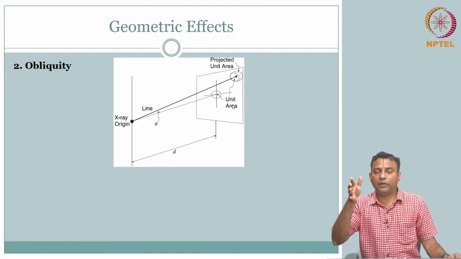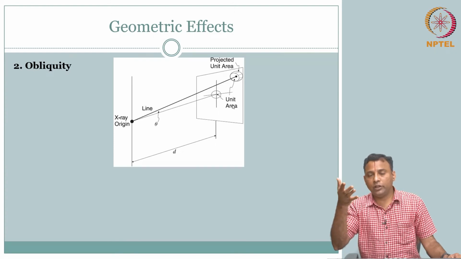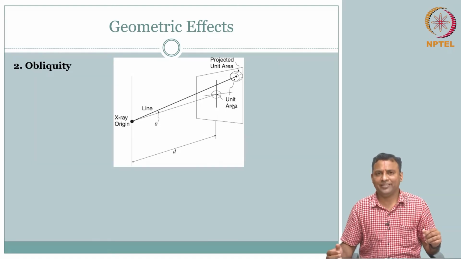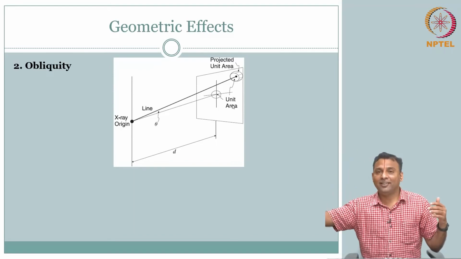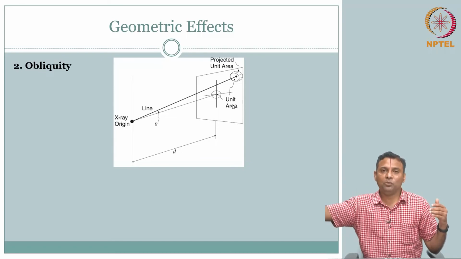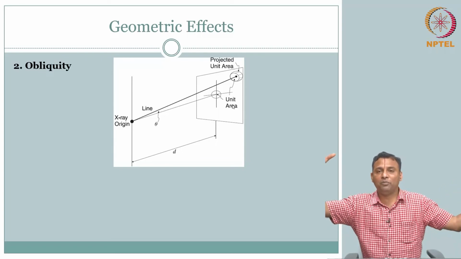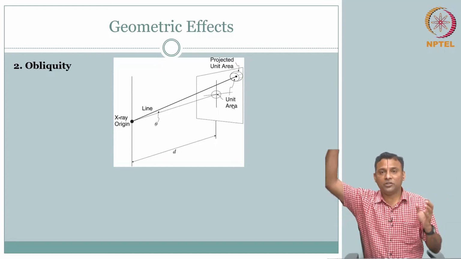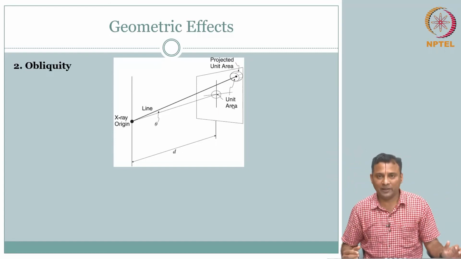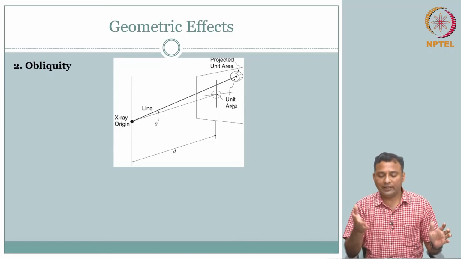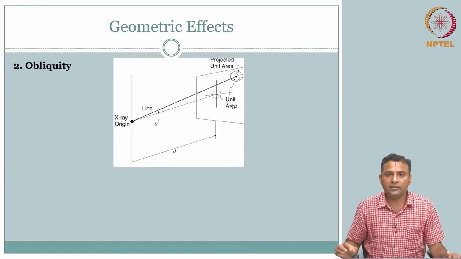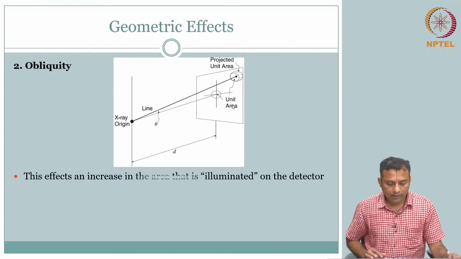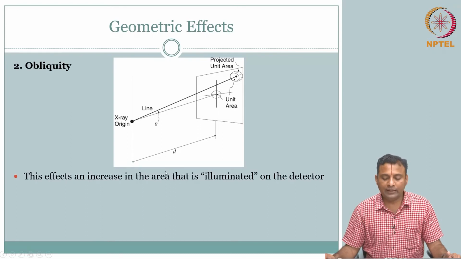So, when it is perfectly perpendicular, no issues. Whereas, if it is going to have an angle, it is like your shadows, right. Your shadow will grow tall or short depending on where the sun is. As it moves on, your shadow will become taller and then shorter. So, it is a similar thing. There is an angle that is involved. So, we incorporate that based on this unit area A that is marked, and we say the effect is that it increases the illuminated area in the detector.